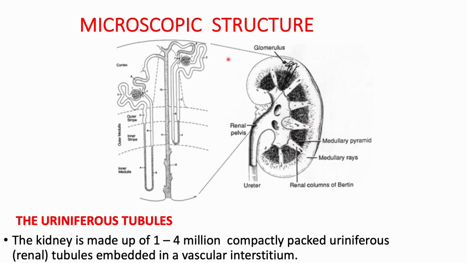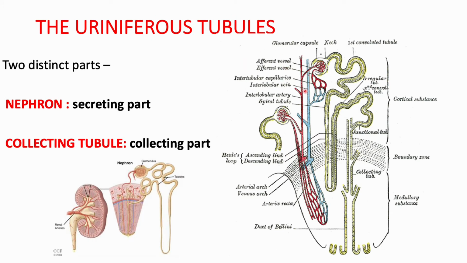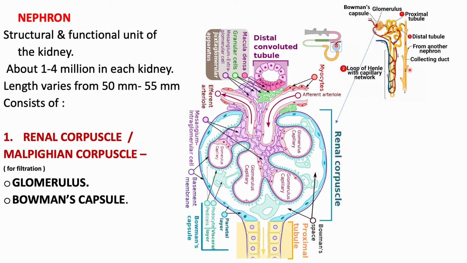Each kidney is made up of 1 to 4 million compactly packed uriniferous renal tubules, and these tubules are embedded in a vascular interstitium. Each uriniferous tubule consists of a nephron, which is considered the secreting part, and the collecting duct or collecting tubule, which forms the collecting part. Each nephron is considered the structural and functional unit of the kidney. The length varies from 50 to 55 mm.